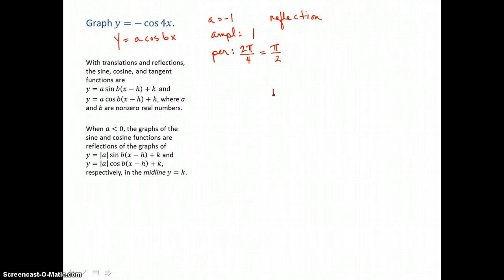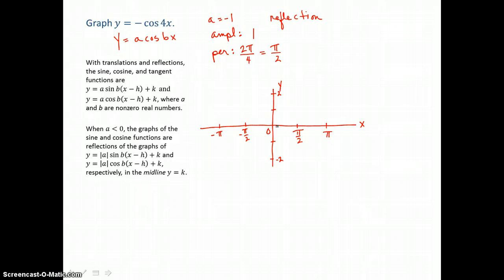Okay, now we have enough information to draw our graph. And we have an amplitude of 1 to account for. We have no shift in our horizontal axis and no shifts left or right. We're going to travel pi over 2 units before we start over. So let's label our x-axis pi over 2 and pi. Okay, left and right.